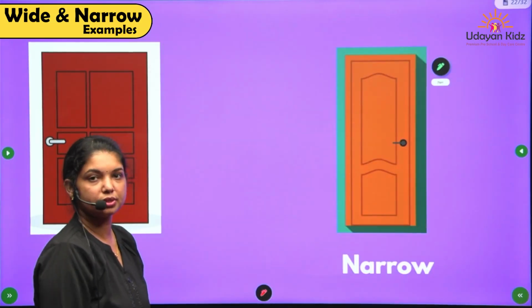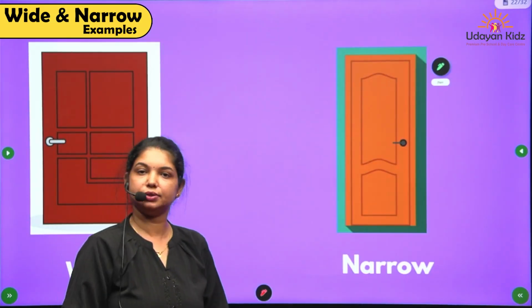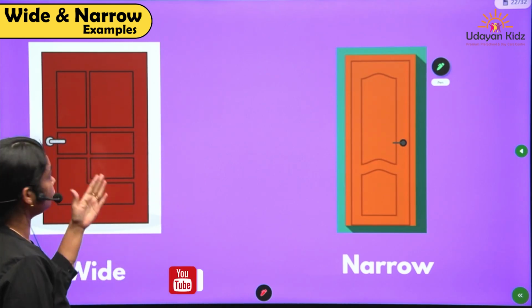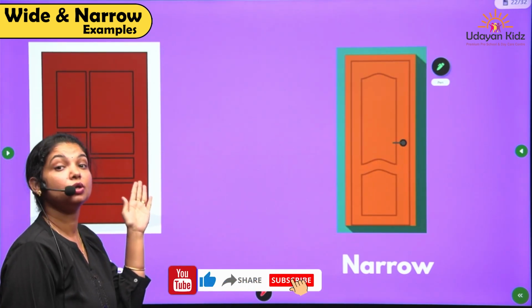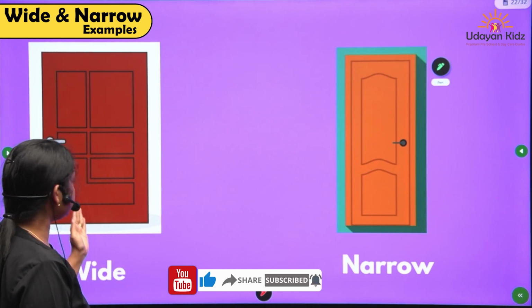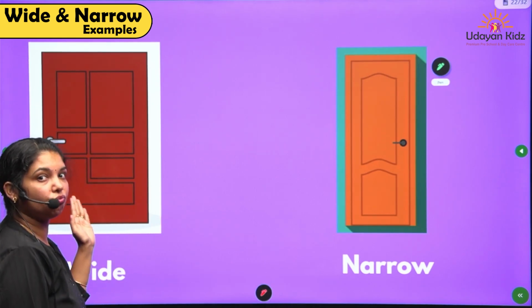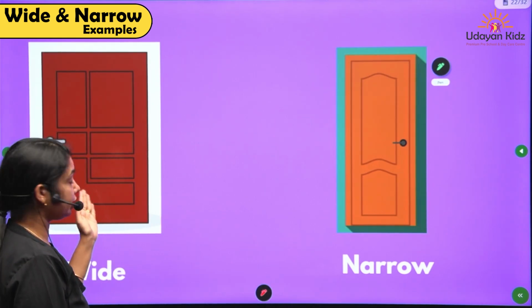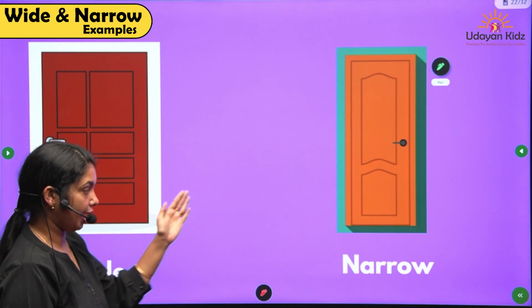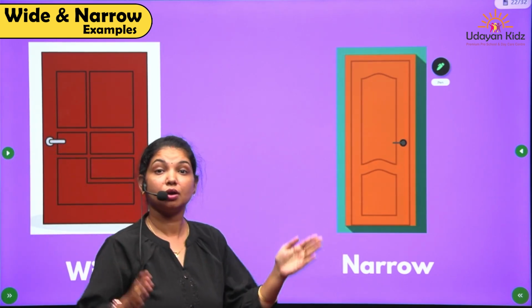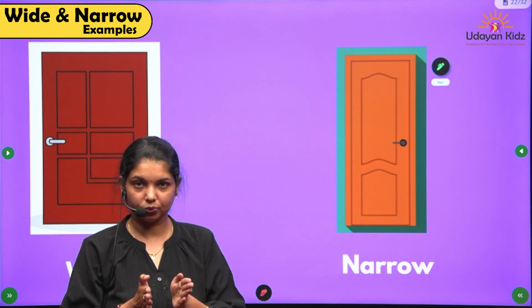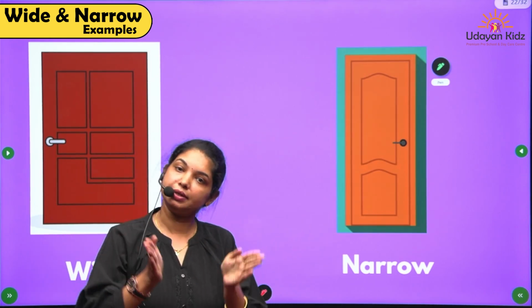I will show you some examples of wide and narrow. What are these? These are doors. This door is wide. And this door is narrow. Wide, narrow. Okay?